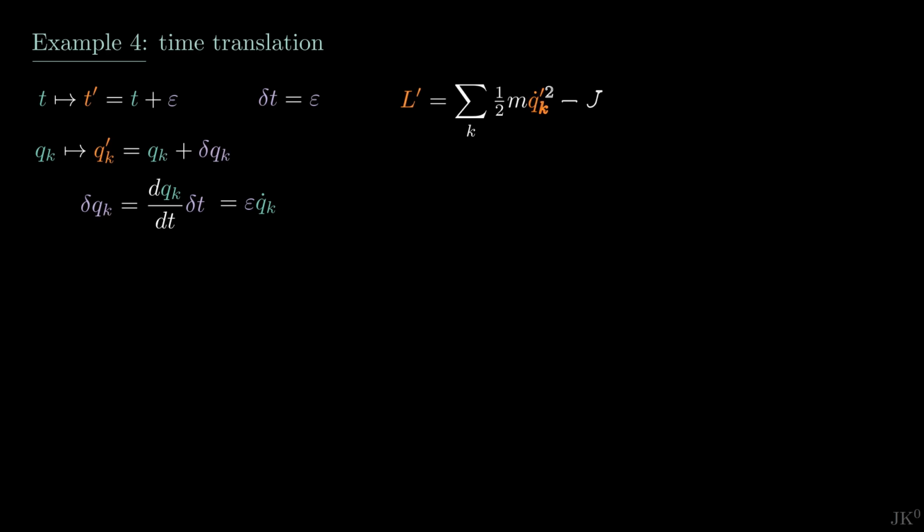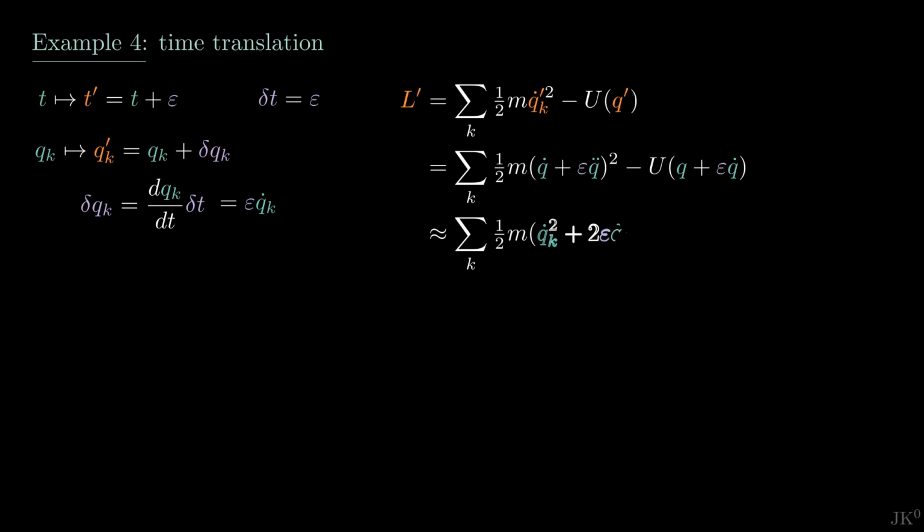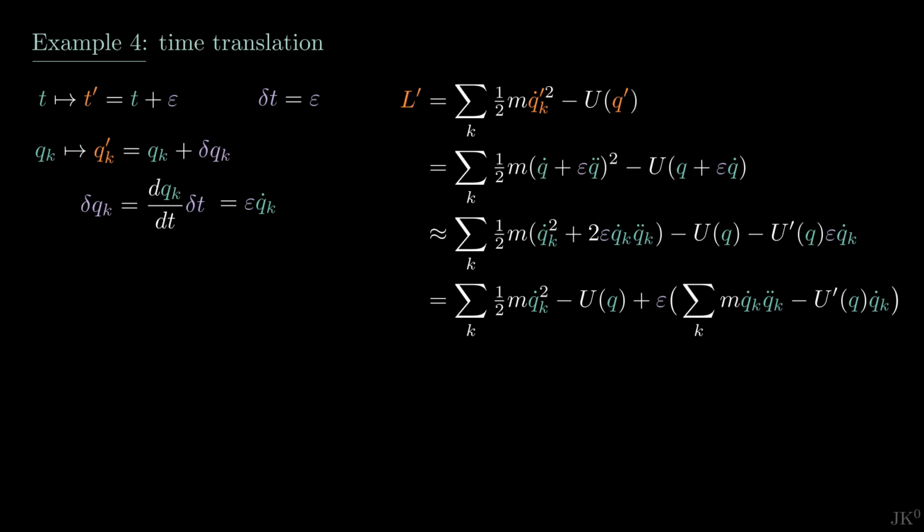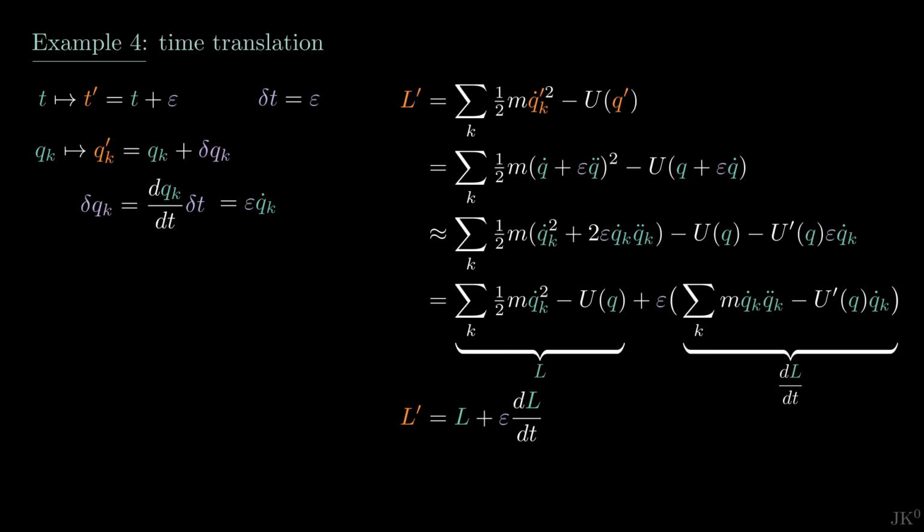Let's check how the Lagrangian changes. Plugging the new coordinates and only keeping leading order terms in epsilon, we find that the new Lagrangian is the old Lagrangian plus this extra term. Contrary to the previous examples, the Lagrangian is not invariant. I will show you that despite this, we can still find a conserved quantity.